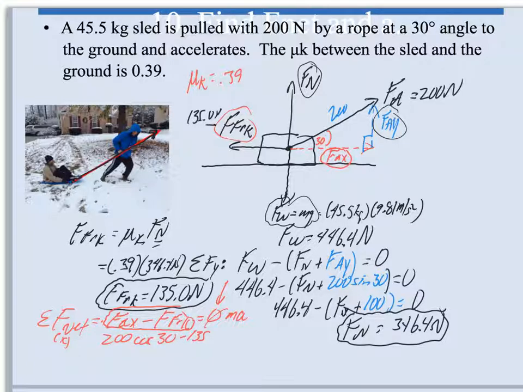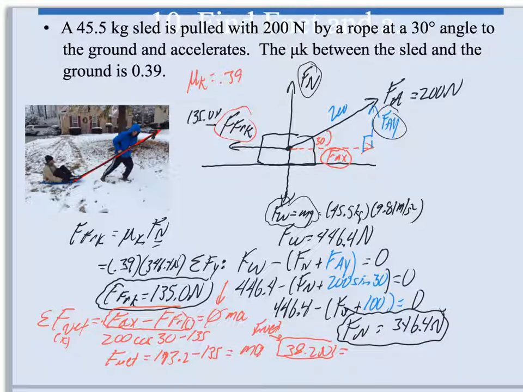So what is 200 cosine 30? 200 cosine 30 is 173.2 minus the 135 that I already had. And what does that give us? That gives us 38.2 newtons. So that right there is the net force.